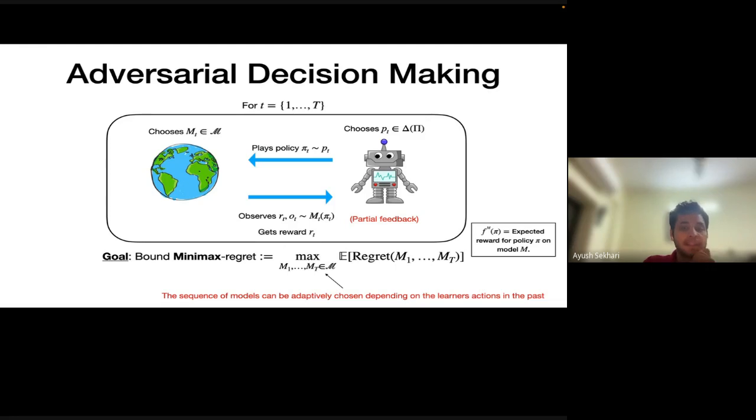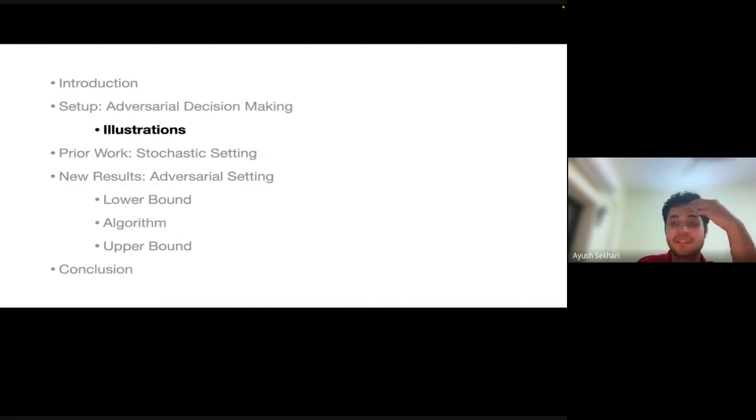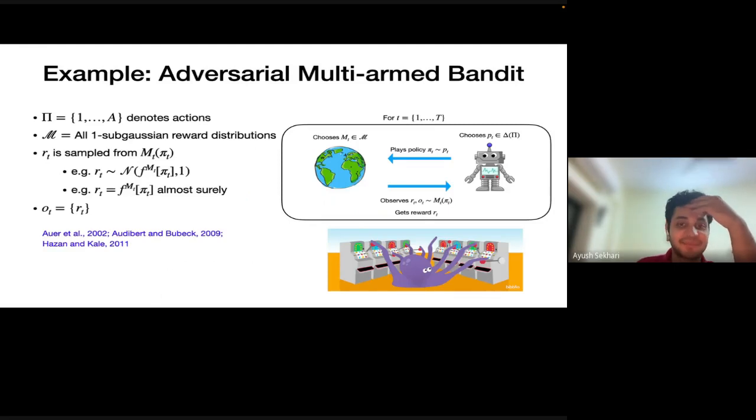Okay, so before I go into all the technical results, let me first give some examples motivating this framework and hopefully convince you of the generality of this adversarial decision-making framework. So let us start by looking at the simplest example that I'm sure many of us in the audience have dealt with in the past.